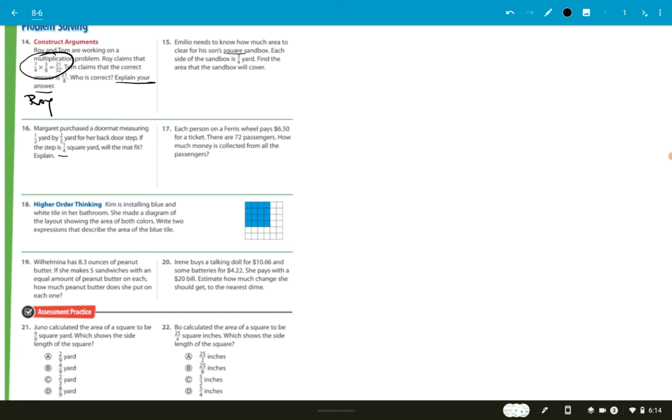17, each person on a Ferris wheel pays $6.50 for a ticket. There's 72 passengers. How much money is collected from all the passengers? Well, that's easy to figure out.